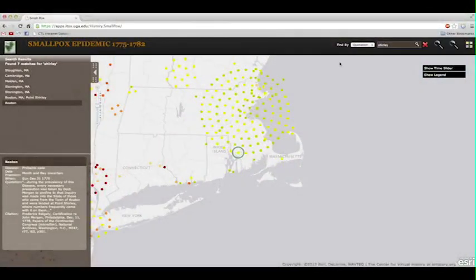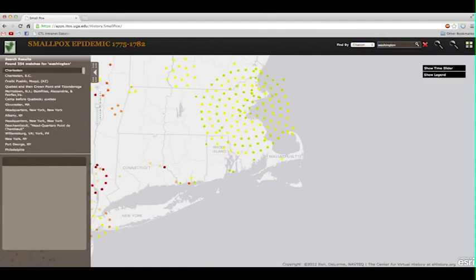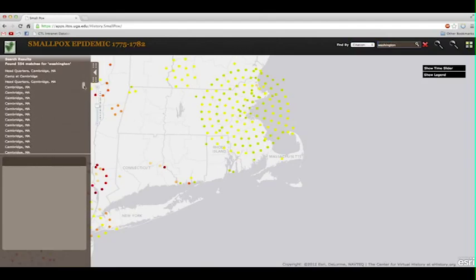So let's look at Washington's response. I'll search citation for Washington. 254 records, and we're interested in his actions when he's based in Cambridge, Massachusetts.